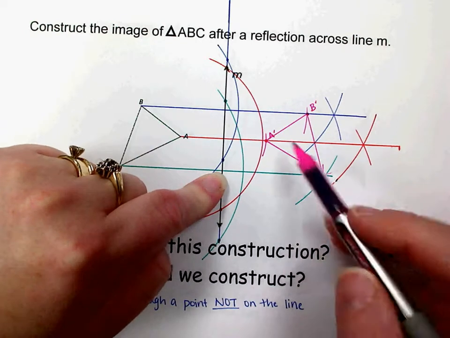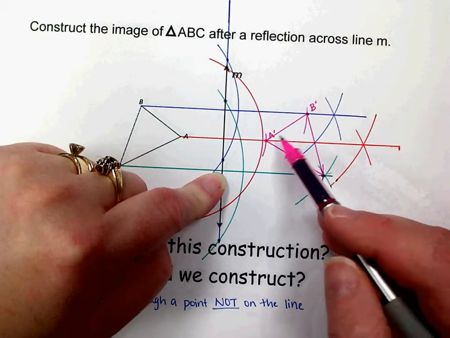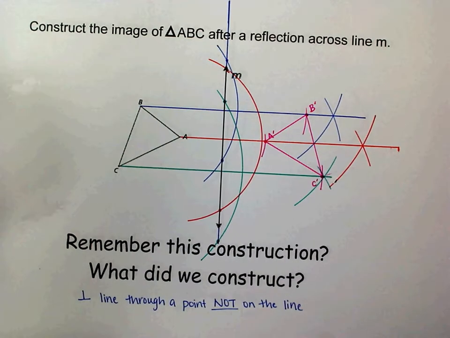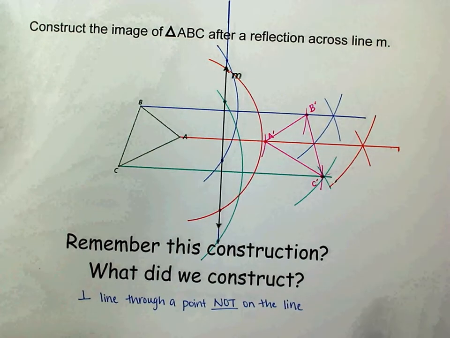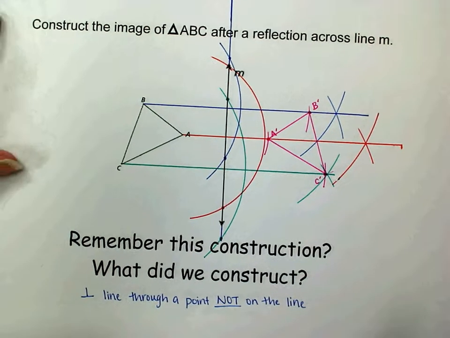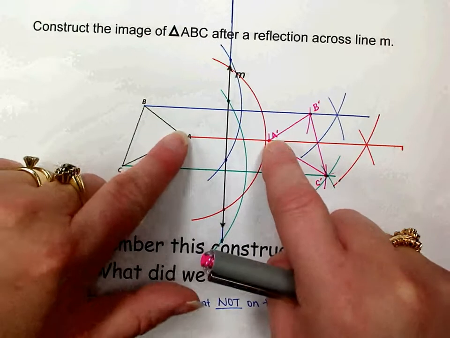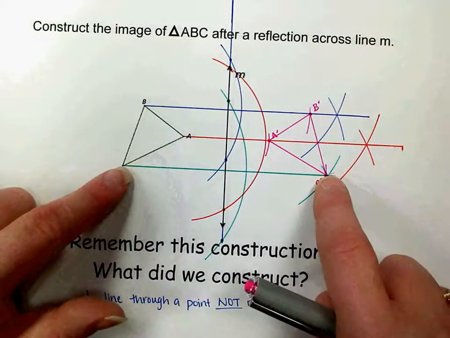Once I know where A prime, B prime, and C prime is, I can connect them to reflect the triangle. So remember, it's not just the points, it's the triangle that you're reflecting. So we can see this triangle flipped over. Every point's the same distance from the line that its original point was.